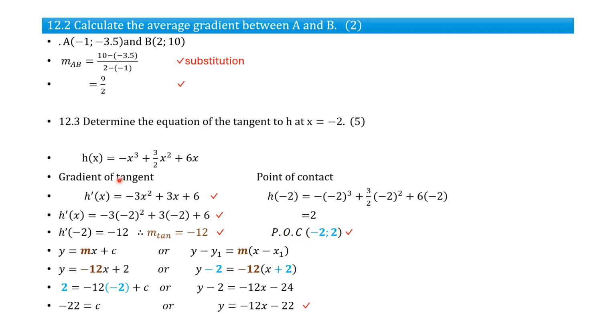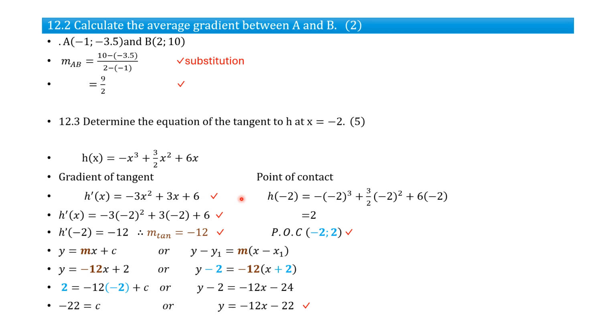For the gradient of the tangent, if I substitute minus 2 in there, it's minus 2 squared, which gives me 4 times negative 3 is negative 12. That would be negative 6 plus 6, which is 0. So the gradient of the tangent is then negative 12.